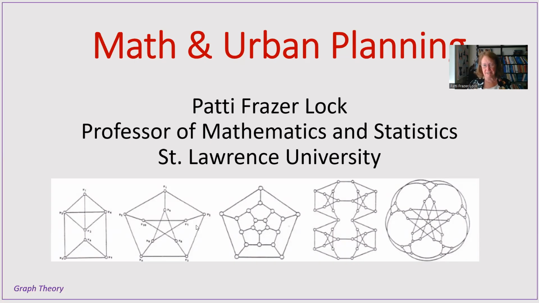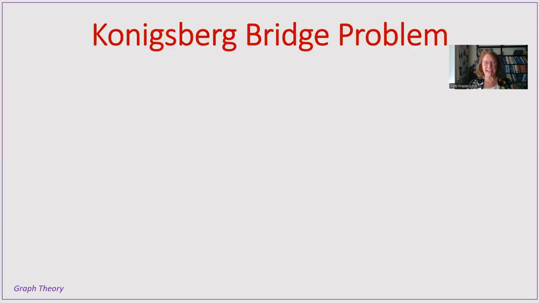These dots and lines at the bottom of the screen here are called graphs, and they're part of an area of mathematics called graph theory or network theory, which is my research area. So let's get started with a historical problem, the Königsberg Bridge problem.